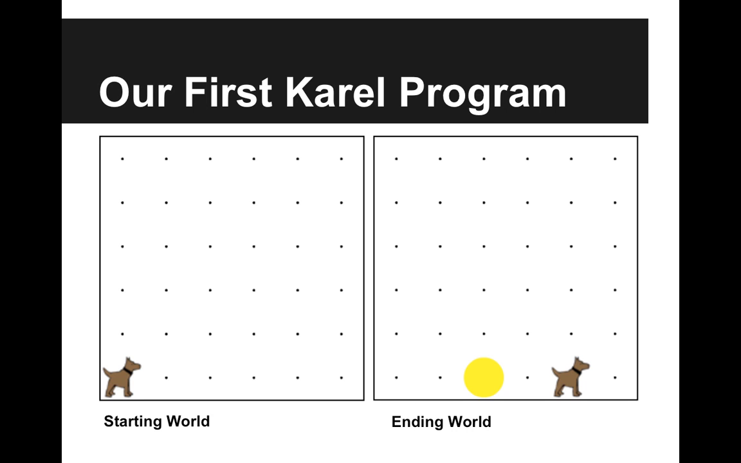So the best way to learn how to program and the best way to dive into Karel is just by doing it. So we're going to write our first Karel program, which starts in the world on the left with Karel in the bottom left corner facing east, and ends in the world on the right where Karel has moved 2 spots, put down a tennis ball, and then moved 2 more spots. So let's go into our code editor and write this program.